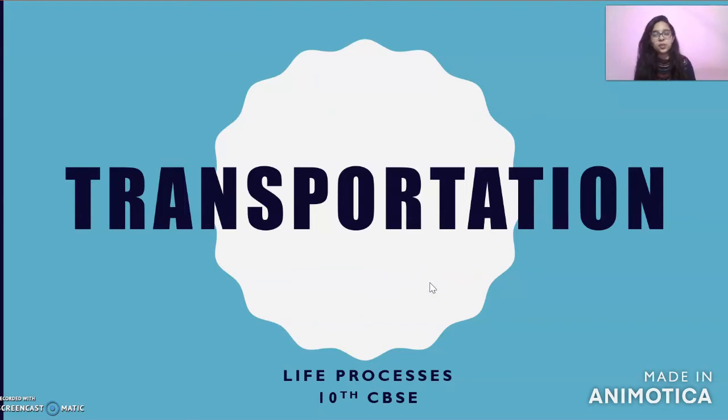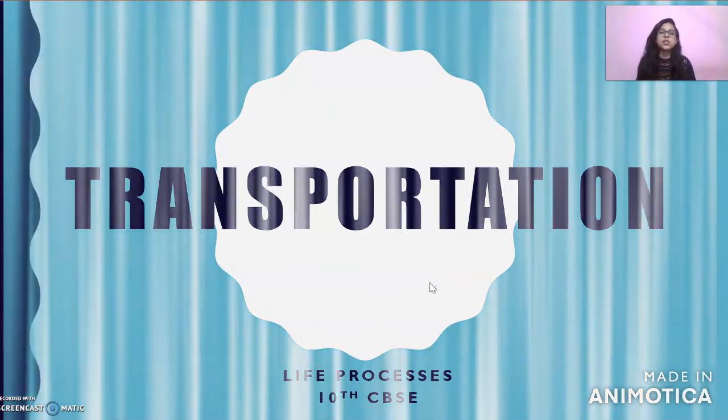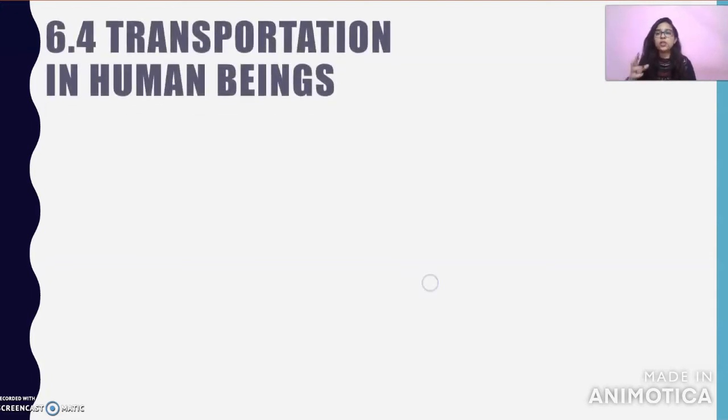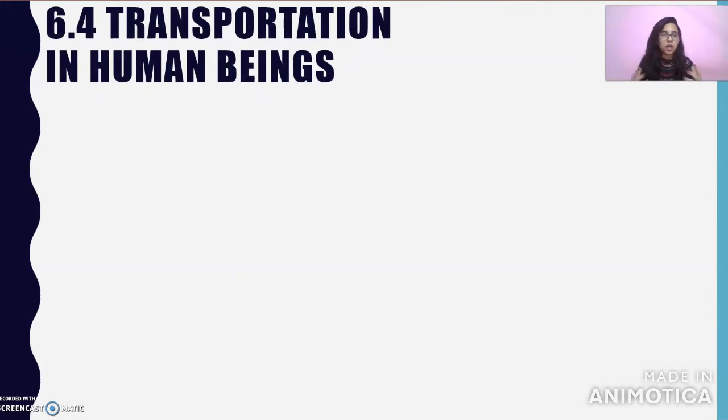Now children, in nutrition we have learned that glucose is taken inside our body and then broken down into smaller molecules of glucose, right? And in respiration we have seen that those glucose molecules are oxidized and carbon dioxide, water and ATP are formed. Now these materials have to be carried throughout our body. So who is doing this job? The transportation system in our body is doing this job.